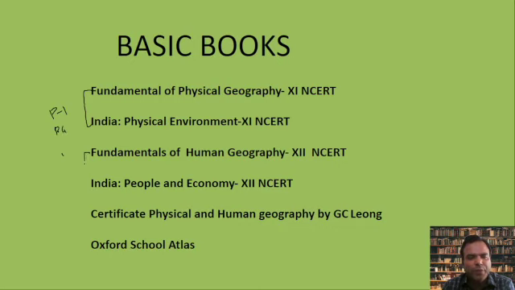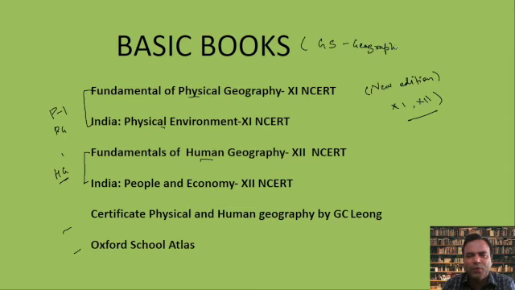This is required for Indian geography as well as human geography, section B. For the 11th standard there are two textbooks, purchase both. Get the new editions of the textbooks for the 11th and 12th standard. They will help you in physical geography as well as human geography, and the Indian part, physical and human too. Also, Certificate Physical and Human Geography by G.C. Leong, or an atlas. These are must-read textbooks, and they are not only for the optional, they are also required in the GS geography part.